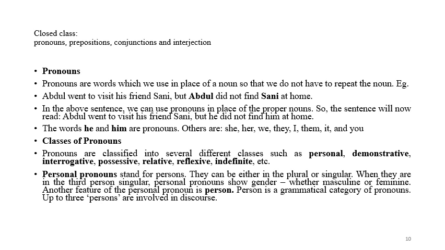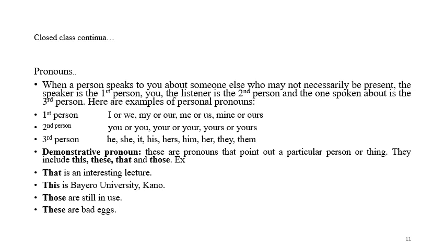Personal pronouns are pronouns that are used in place of nouns, of names, or persons. For example, you say I, she, it, we, they are all personal pronouns. So when a person speaks to you about someone else who may not necessarily be present, the speaker is the first person, you, the listener, is the second person, and the one spoken about is the third person. Here are examples of personal pronouns. First person: I, we. Second person: you, your, yours. Third person: he, she, it, his, hers, him, her, they, them.